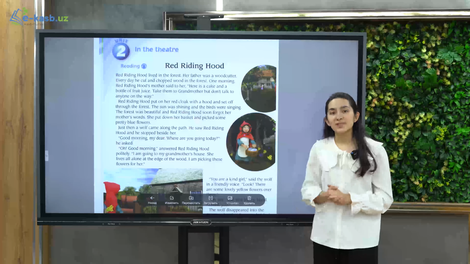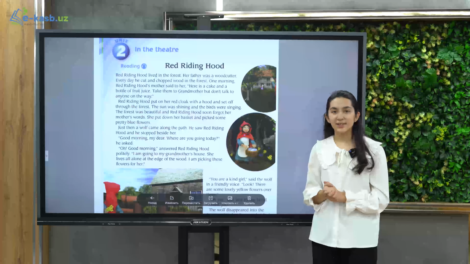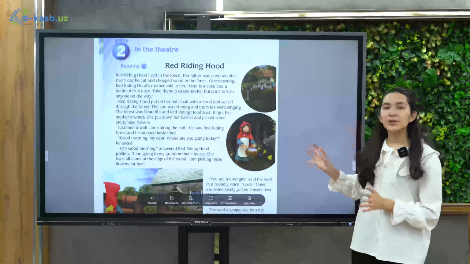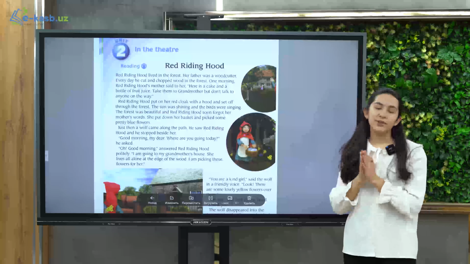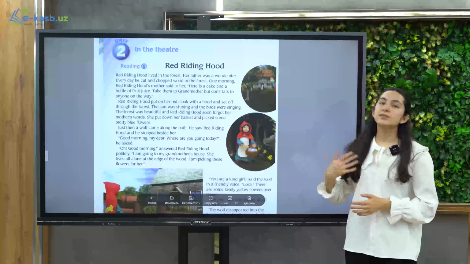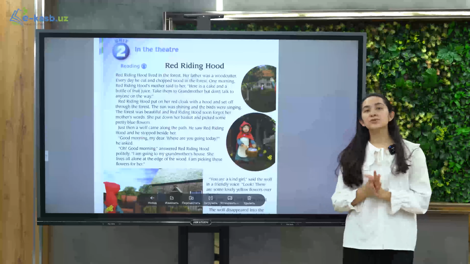So let's start reading our text. This is the famous story, Red Riding Hood. We have it in Russian, we have it in Uzbek, it's very popular. And in English we also have something similar to it.